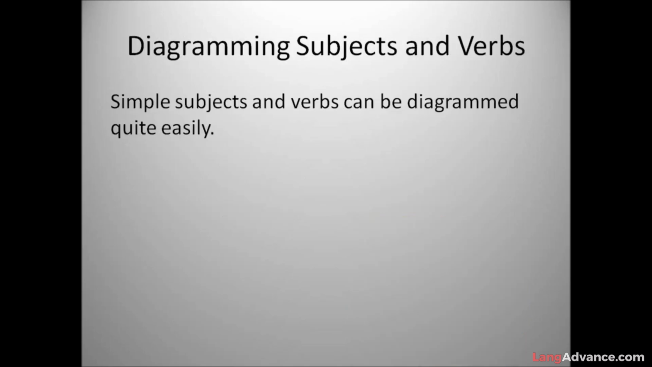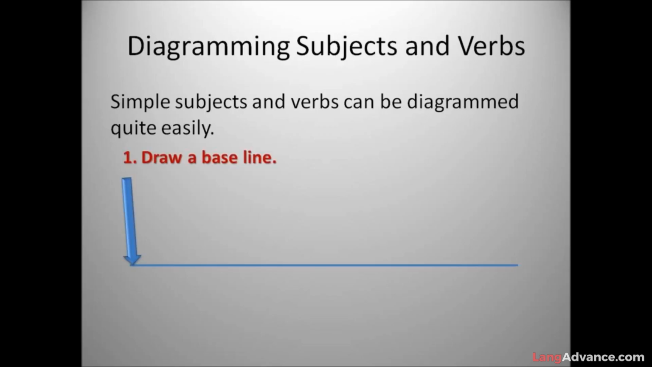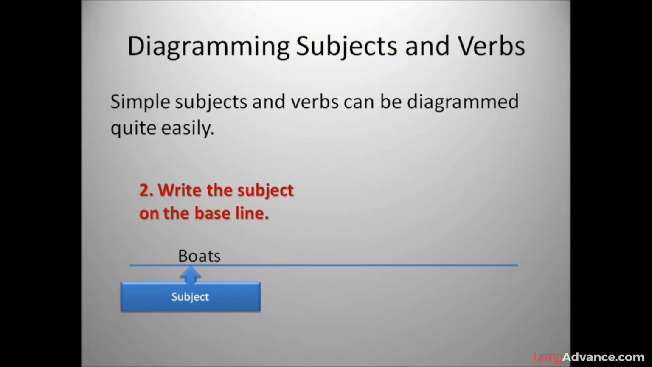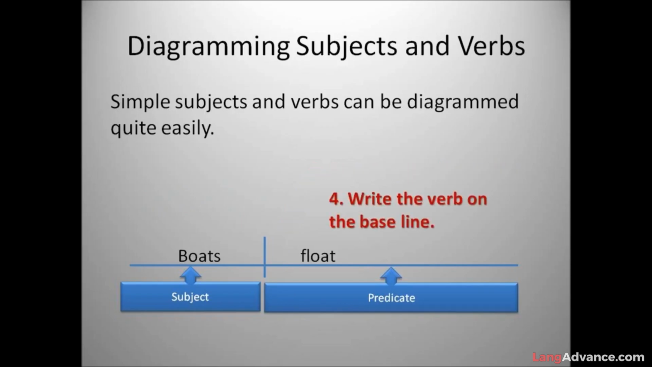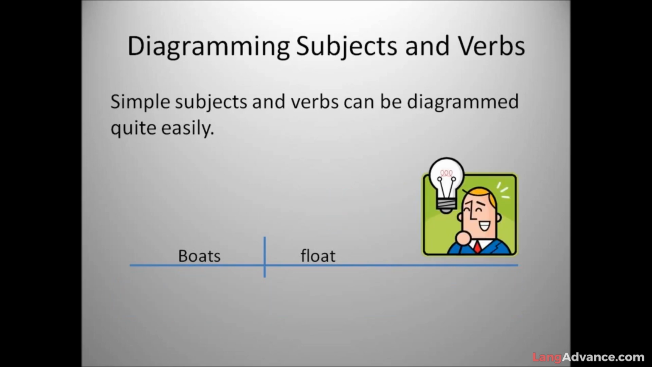So when you're diagramming subjects and verbs, remember that simple subjects and verbs can be diagrammed quite easily. You start by drawing your baseline. You then write your subject of your sentence on the baseline. You draw your predicate line to divide your subject from your verb, and then you write your verb on the baseline as well. And in that way, you diagram your kernel sentence or your simple sentence. And that is very easy.